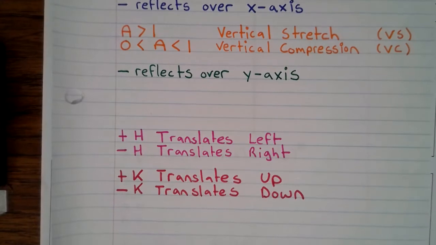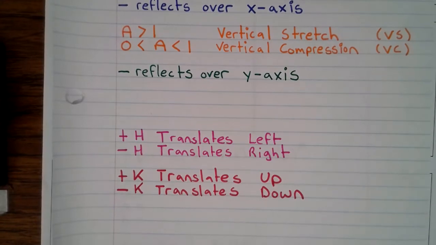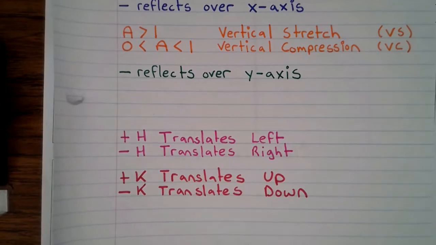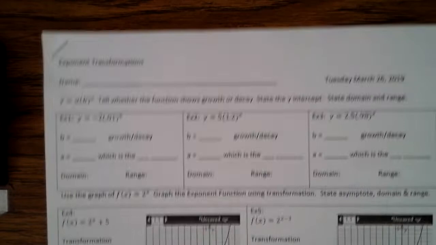When it's plus h, it translates left. When it's minus h, it translates right. When it's plus k, it translates up. When it's minus k, it translates down. Update your notes. Now that your notes are updated, let's take a look at our examples.